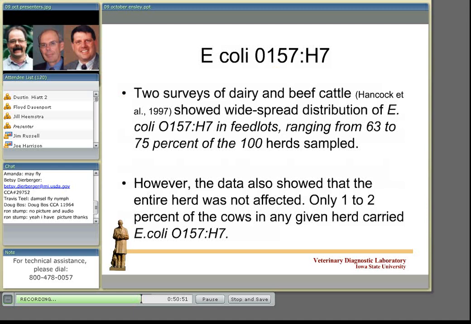These are from a study where they looked at beef and dairy operations to show the distribution of E. coli O157. In certain management situations, it has a high prevalence in the herd, and even though within the herd it can be a high prevalence, it may only be a small percentage of the animals in the herd that actually carry and spread the E. coli.